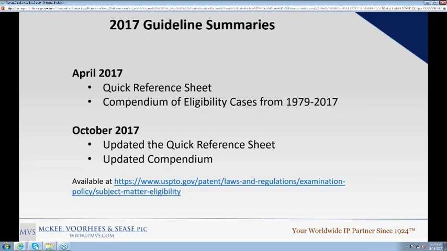And then they also looked at, with respect to abstract idea, these categories of what kind of abstract idea is it? Is it like a purely financial abstract idea? Is it the organizing human behavior kind of abstract idea? They did that, this quick reference sheet, which is nice. And then they also did a compendium of patent eligibility cases going back to 1979 through the current year. And that was pretty nice.